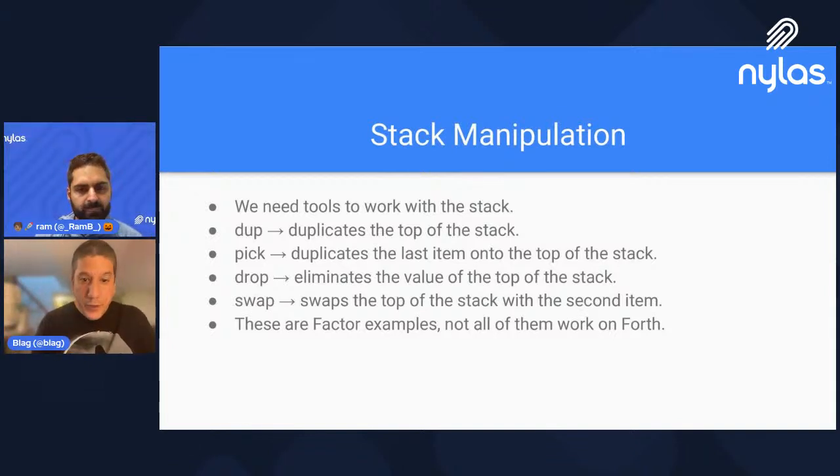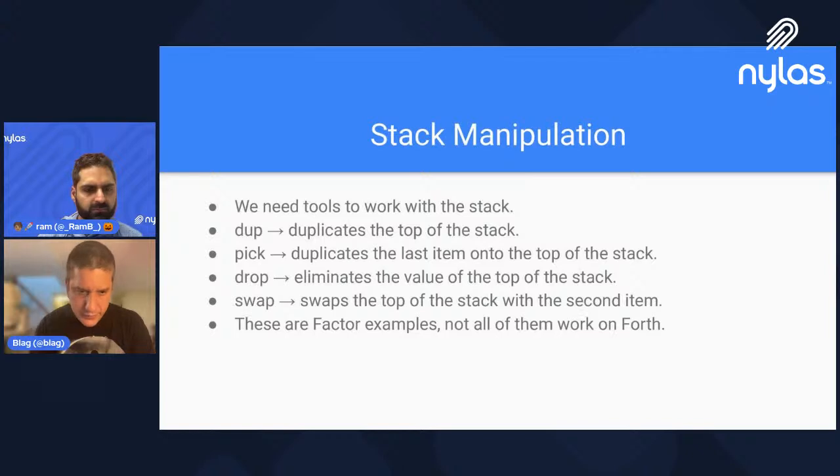Okay, drop, for example, is going to eliminate the value on the top of the stack. Swap is going to exchange the top of the stack and the second item. So if we have like 5, 3, it's going to become 3, 5. And actually, we can do that here, I think, on Forth.